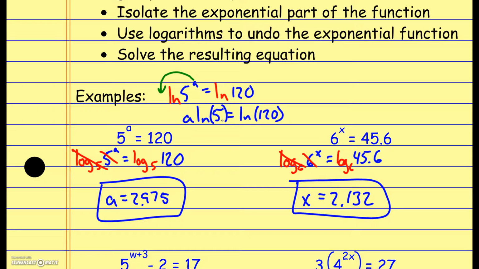a times the natural log of 5. To undo multiplication, I divide each side by the natural log of 5. And you see what I'm left with is a equals the natural log of 120 divided by the natural log of 5. Well, that's what I did when I did my change of base formula. This is why the change of base formula works.